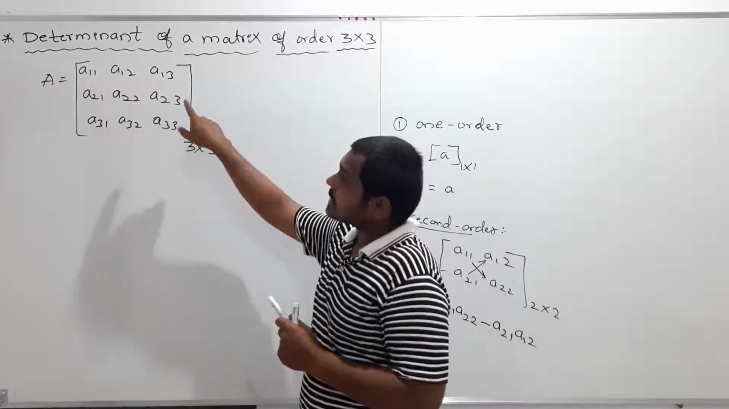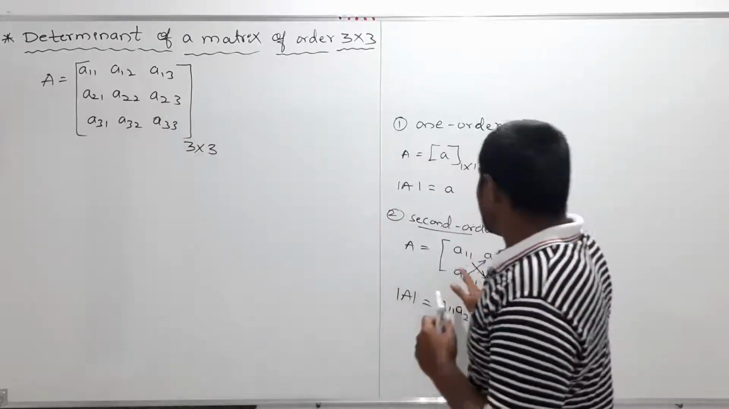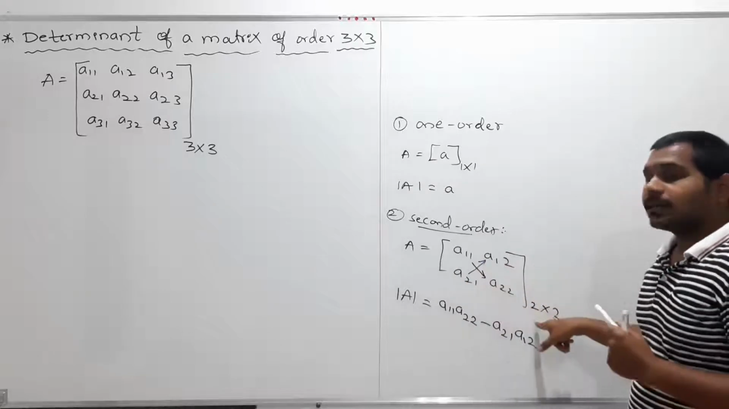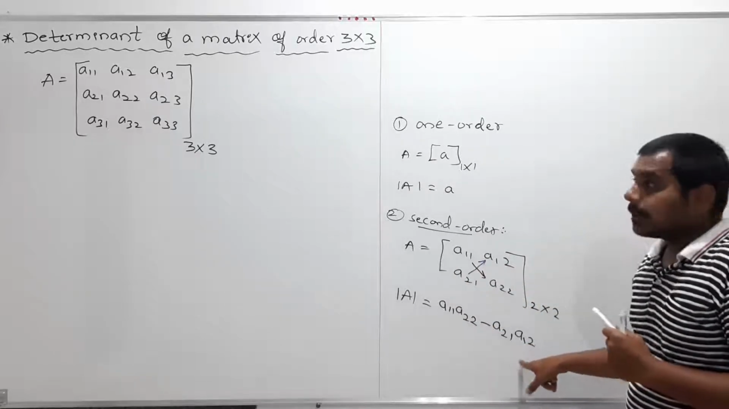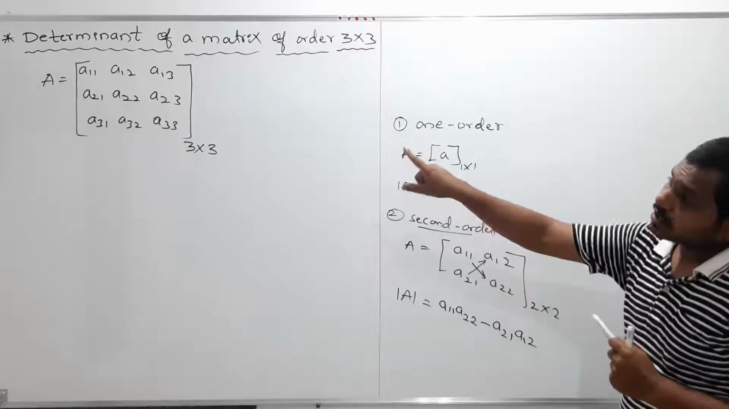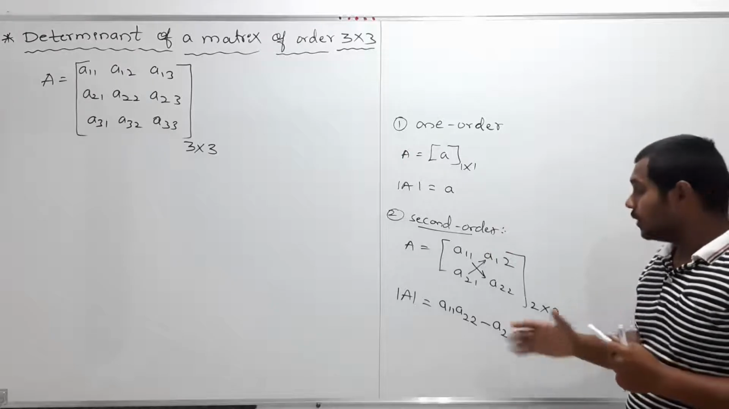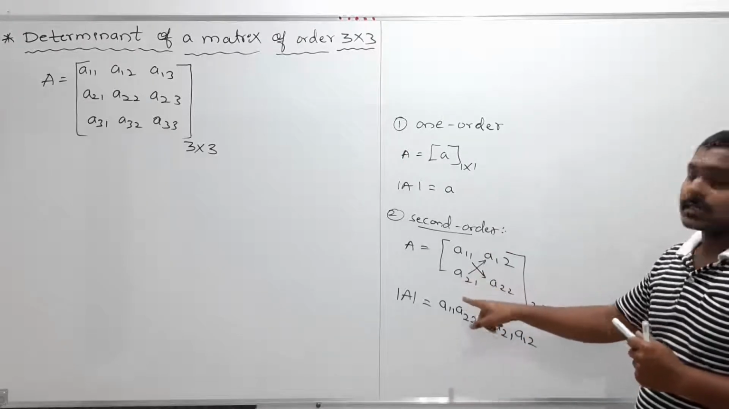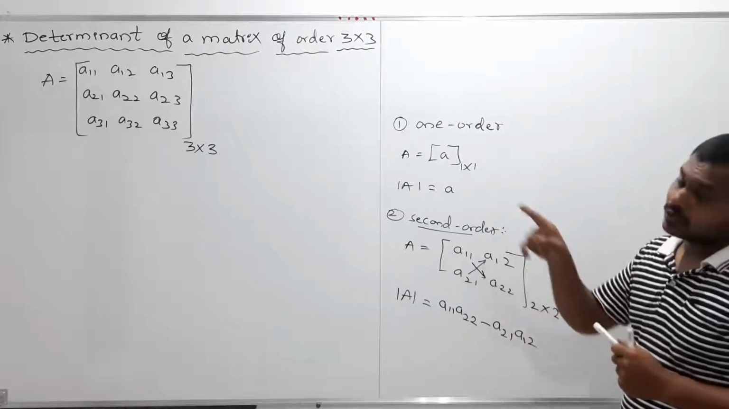Generally I took the elements like this. My dear students, please remember, we discussed up to order 2. If the given matrix is of the order 2 cross 2, then we can calculate like this. But if it is 3 cross 3, how to calculate? To calculate that, what do I do? I use this concept only. That is how we calculate for 2 cross 2. Likewise, I use the same procedure there.